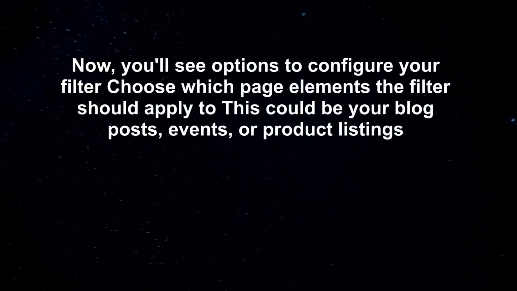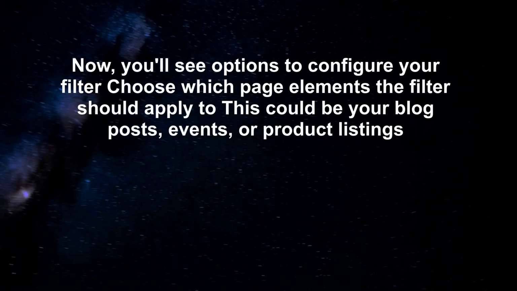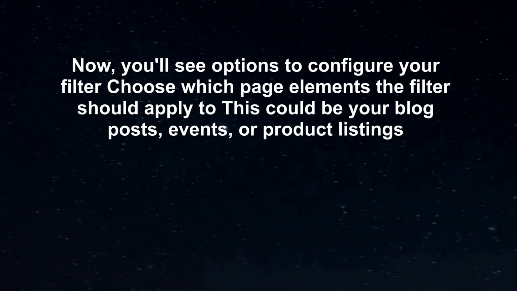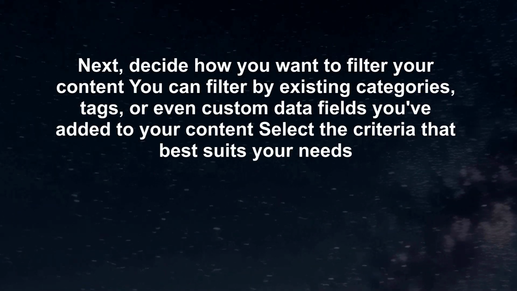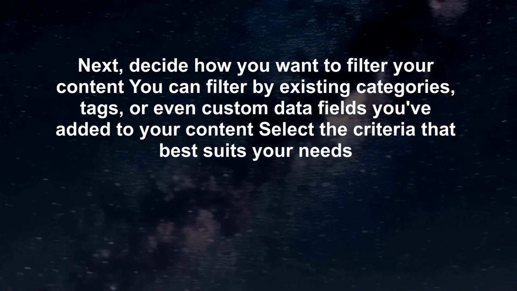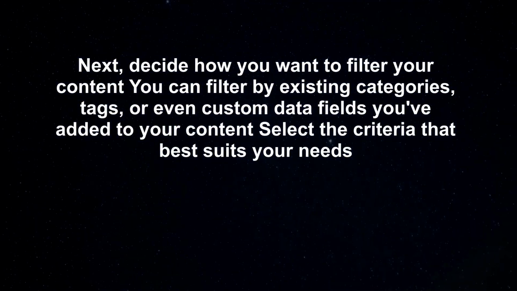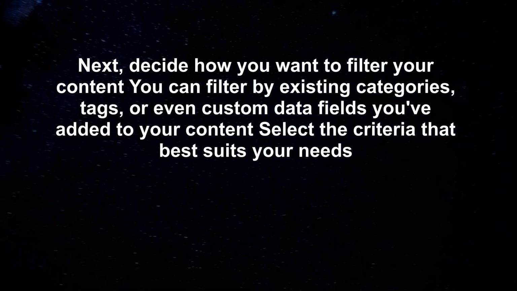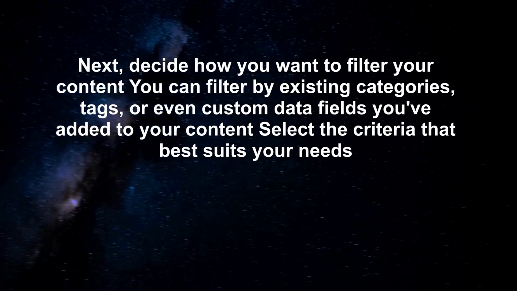Choose which page elements the filter should apply to. This could be your blog posts, events, or product listings. Next, decide how you want to filter your content. You can filter by existing categories, tags, or even custom data fields you've added to your content. Select the criteria that best suits your needs.